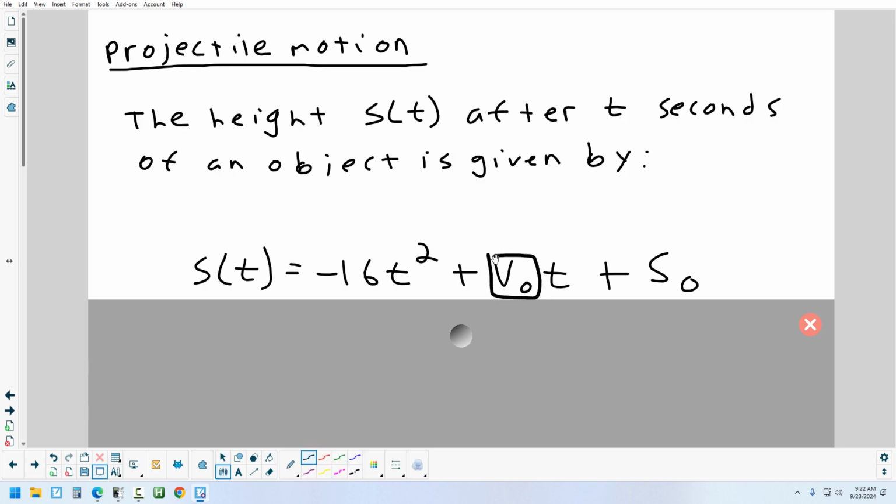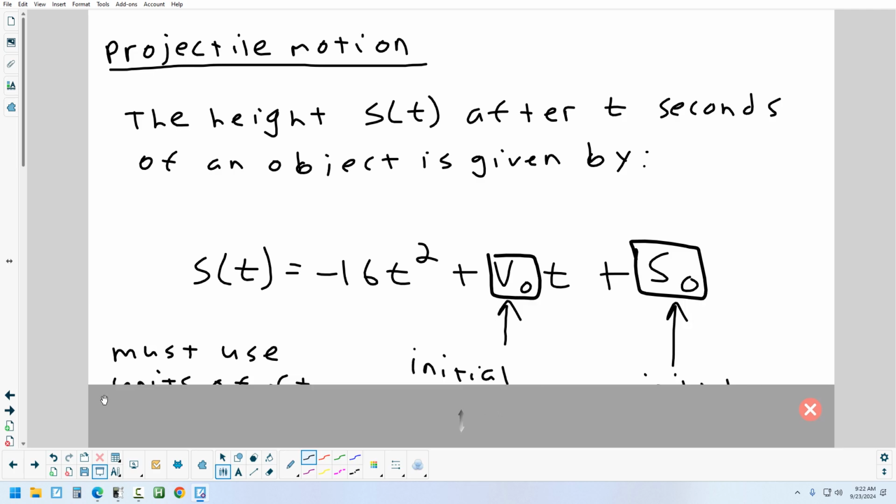These two things that I just put boxes around have to be given to you in the problem. This negative 16 is always negative 16. It has to do with gravity. So if you went to another planet, then yes, the negative 16 would change. But as long as we're on Earth, we're going to use negative 16.